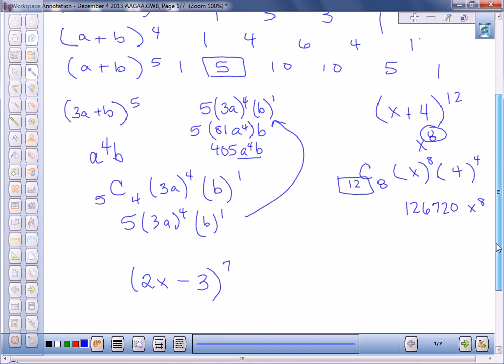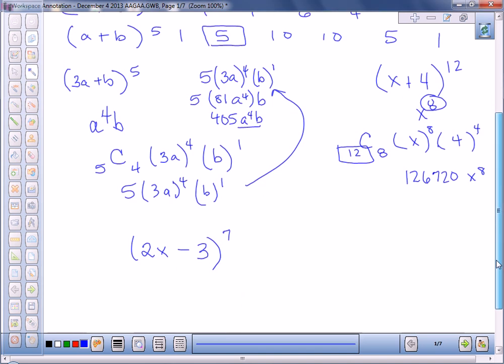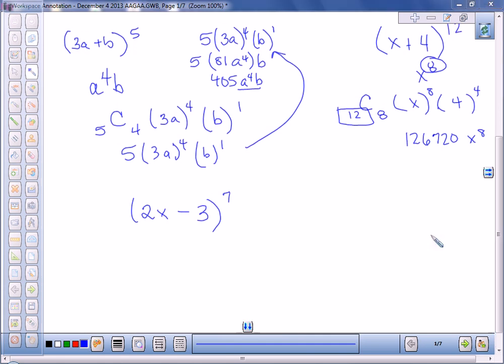In the binomial expansion of 2x minus 3 to the 7th, what is the coefficient of x to the 4th? Be careful, because this is minus. That minus goes with the 3. Don't let it trick you.